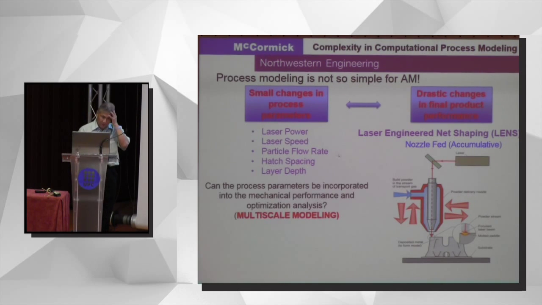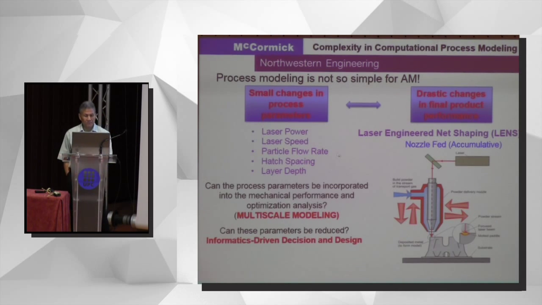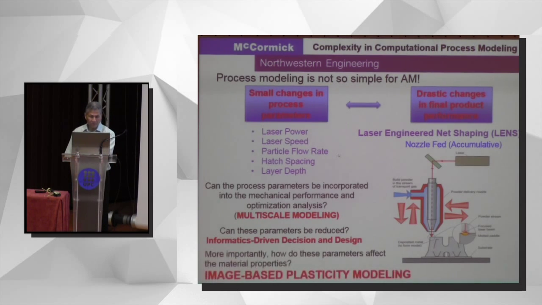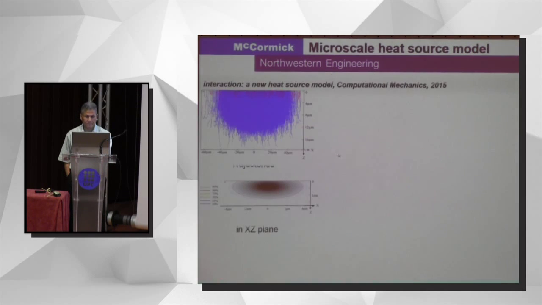So the goal we look for here will be, we ask questions. Can the process parameters be incorporated into the mechanical performance and optimization analysis? And the goal basically would be we do multi-scale analysis, whatever it means in this case. Can these parameters be reduced? And the way we reduce them is by informatics-driven decision and design. And finally, how do these parameters affect the material properties? We're going to do this using image-based plasticity modeling in this case.